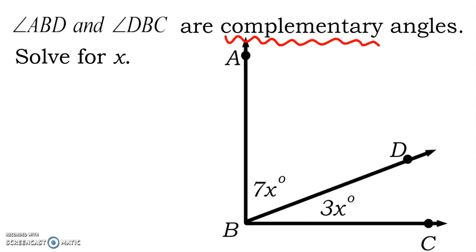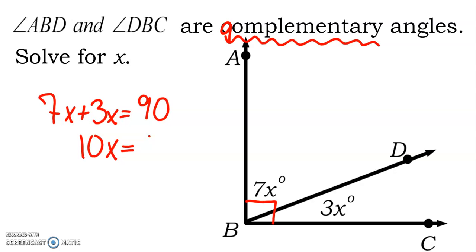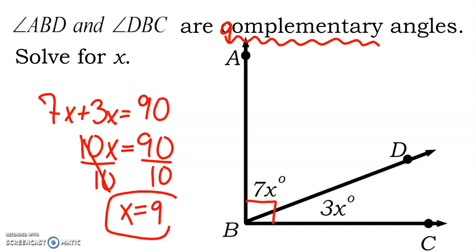All right, complementary means that they add up to 90 degrees. So this is a right angle. We know that 7x plus 3x, when I add them together, are going to sum to 90 degrees. So 7x plus 3x, combine your like terms to get 10x, divide both sides by 10, and we get x equals 9.